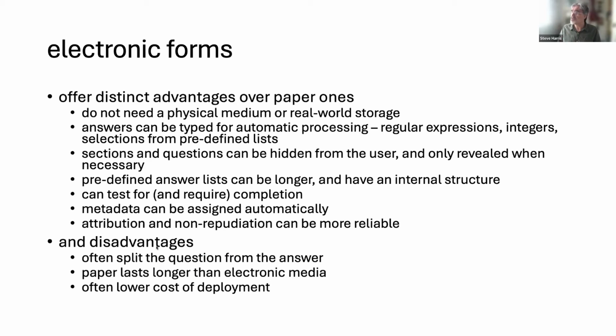So I guess the next revolution in forms beyond the printing press is when you actually get to have electronic forms. With a printing press, yes, you can print some paper, and then the definition of the form and the questions, the answers all stay together. But there's only so much paper in the world, isn't there? Whereas there are any number of electrons. So you don't need a physical medium or real world storage.